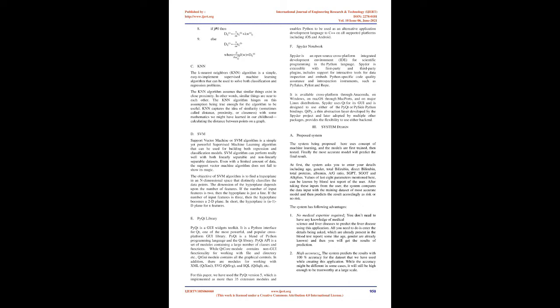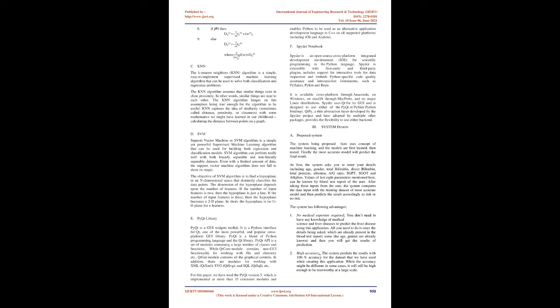KNN. The K nearest neighbors, KNN, algorithm is a simple, easy to implement supervised machine learning algorithm that can be used to solve both classification and regression problems. The KNN algorithm assumes that similar things exist in close proximity. In other words, similar things are near to each other. The KNN algorithm hinges on this assumption being true enough for the algorithm to be useful. KNN captures the idea of similarity, sometimes called distance, proximity, or closeness, with some mathematics we might have learned in our childhood: calculating the distance between points on a graph.